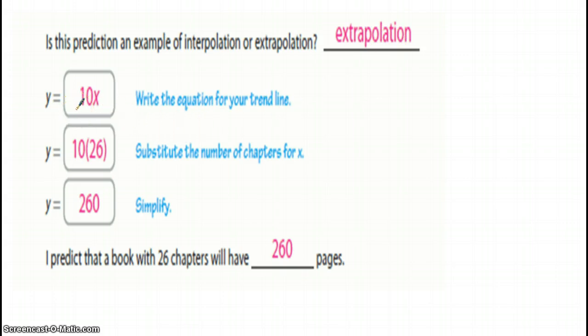Our equation from that trend line from example 1 was y equals 10x. So in order to find the number of pages for 26 chapters, we would just substitute. Remember, 10x means that there are 10 pages per chapter. That's what that 10, the slope, meant. X is the number of chapters. So we substitute 26 in for x and we'll get 260. So if a book had 26 chapters, we would predict that it would have somewhere around 260 pages. Okay?